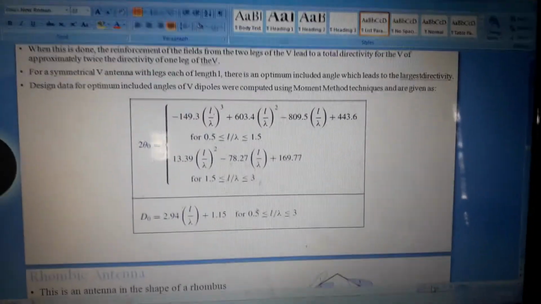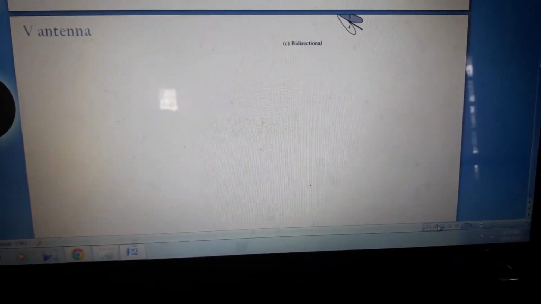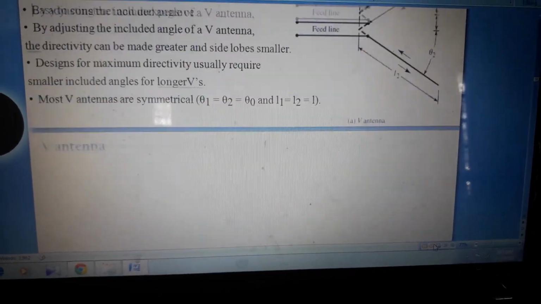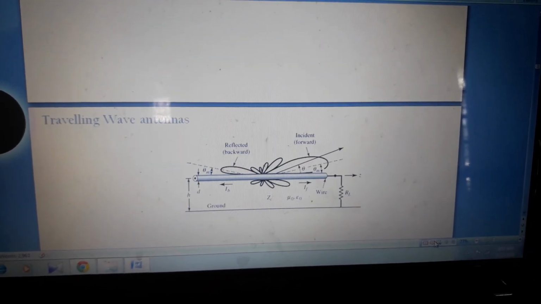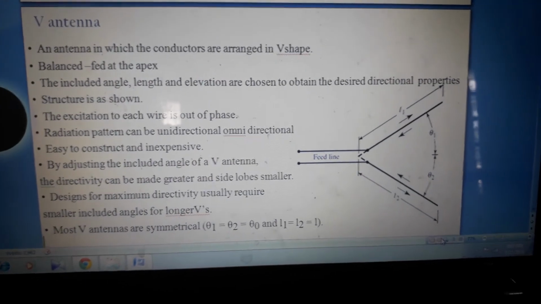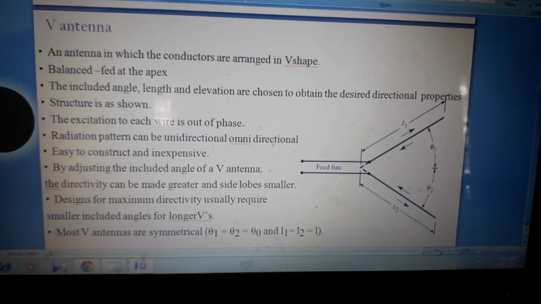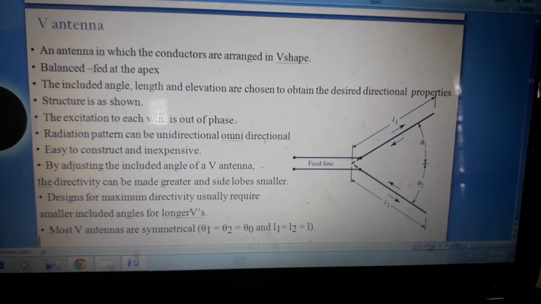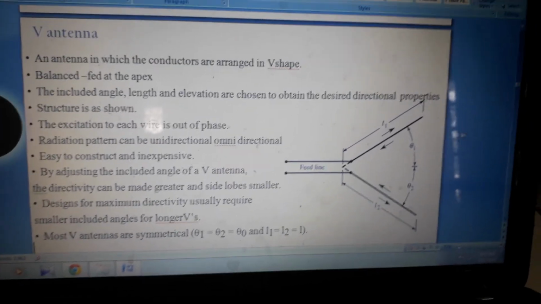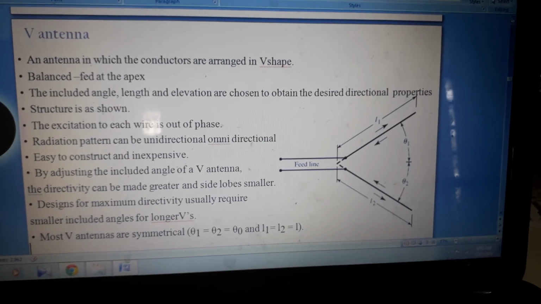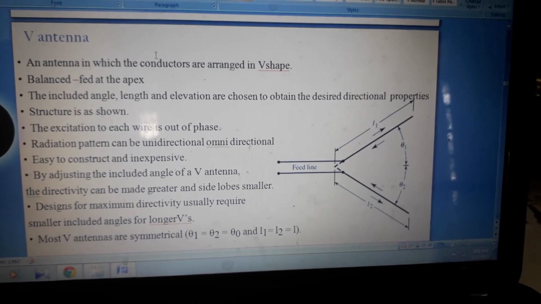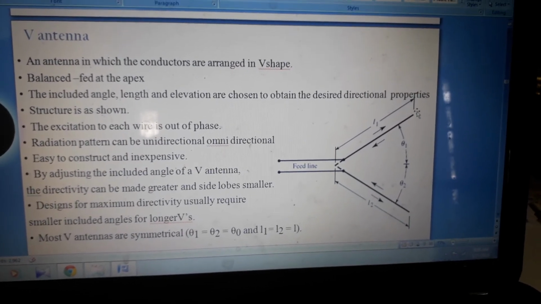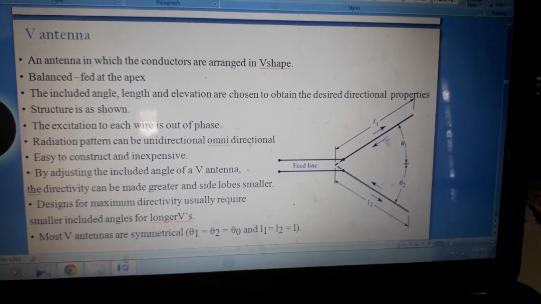So these are the points that come under the case of the V antenna. The first point to consider is, what is a V antenna? The V antenna is an antenna in which the conductors are arranged in a V shape. Here we can see a diagram of the V antenna.